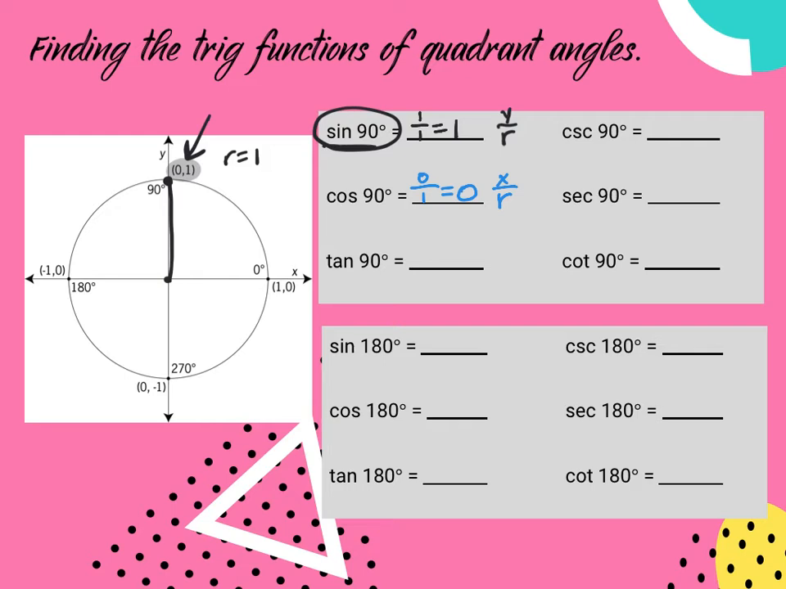The tangent is y over x. You have a question, Madeline? Yeah, so the r is always just going to be 1? For a unit circle. So not the ones we just did. The ones we just did, we moved beyond the radius of 1. But for these quadrant angles, yes, it will always be 1. All right, y over x. What's the y at 90? 1. What's the x? 0. What happens when you divide 1 by 0, or anything by 0? It's undefined.